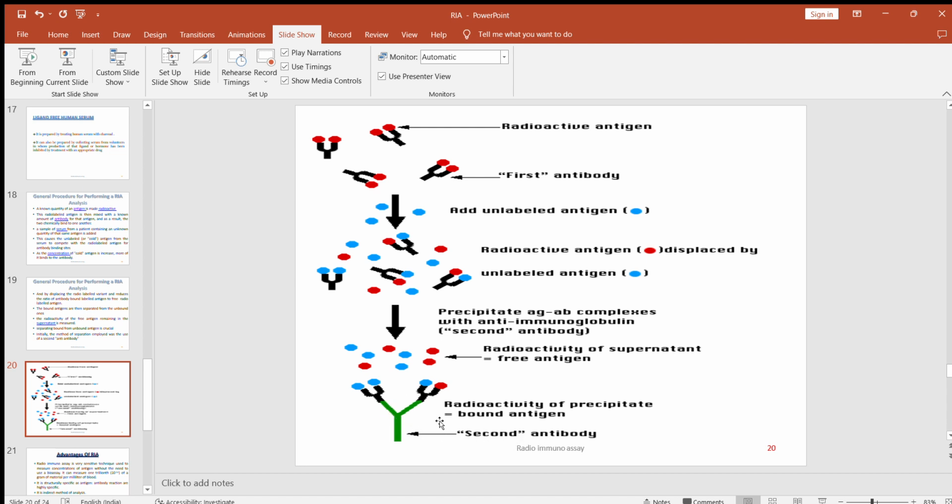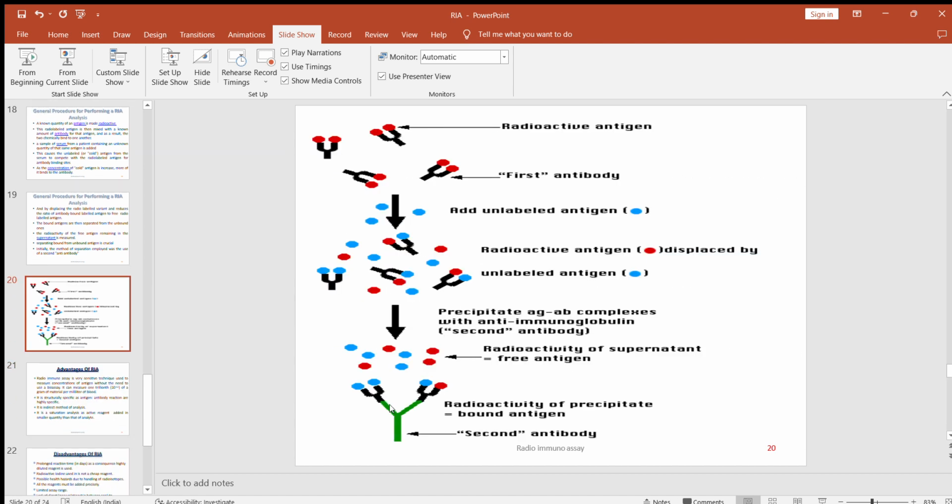This second antibody precipitates the bound form of the antigen antibody complex, and the precipitation of antigen antibody complexes with anti-immunoglobulin also takes place, and the radioactivity of supernatant was measured, that is free antigen present in the radioactive form is measured. This represents the concentration of the unlabeled antigen present in the sample. This is the procedure involved in the radioimmunoassay technique.